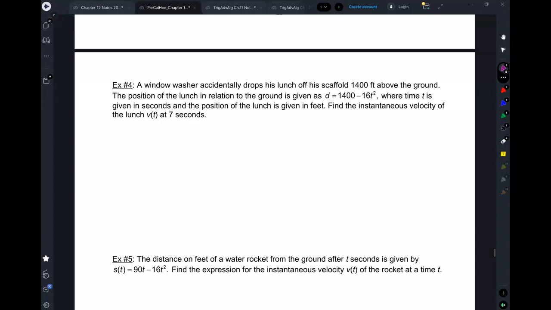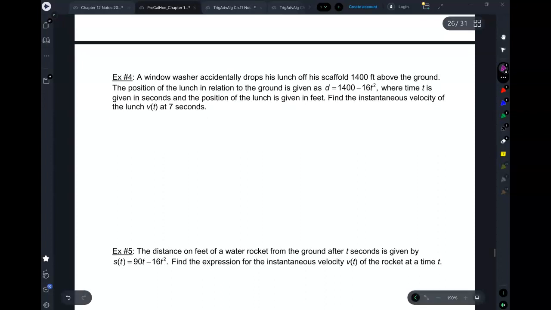Okay, so a window washer, this is probably the saddest problem that I solve in the year, because the window washer drops his lunch off of the scaffold, right? It's probably not even edible at some point. But afterwards, people pitch in and they buy him a good lunch. So it's okay. It ends up being positive.